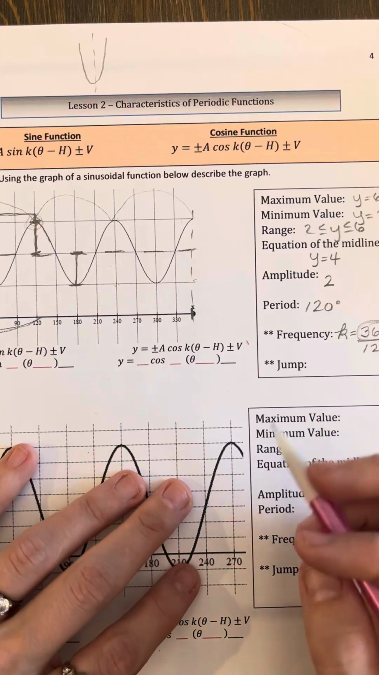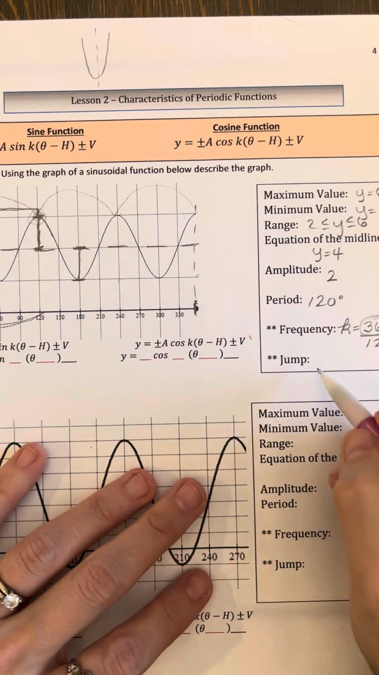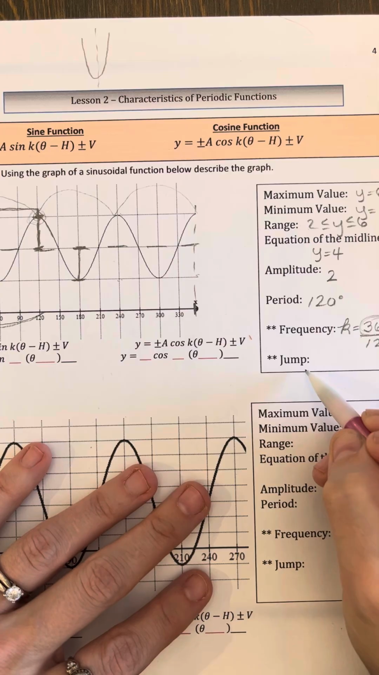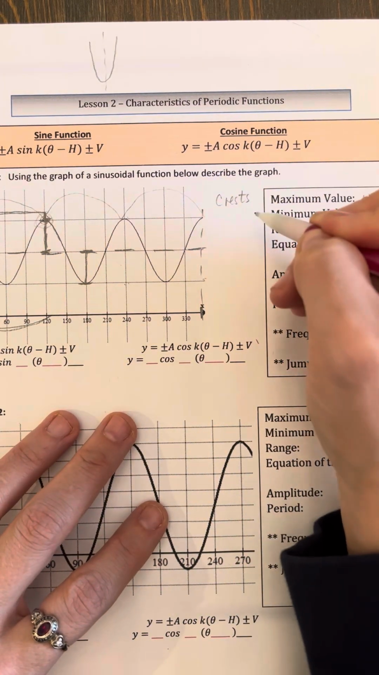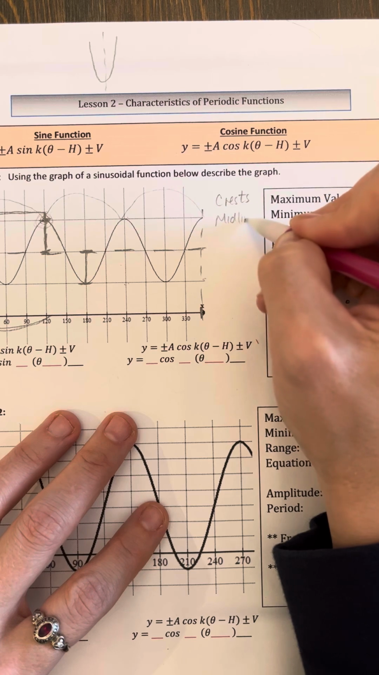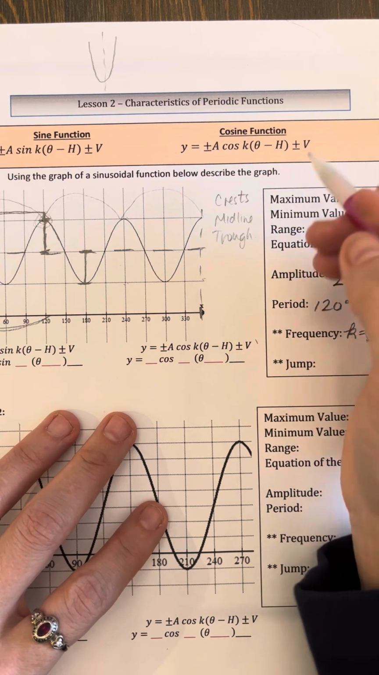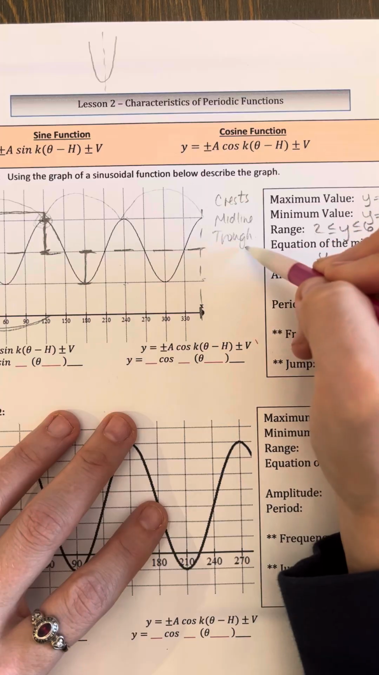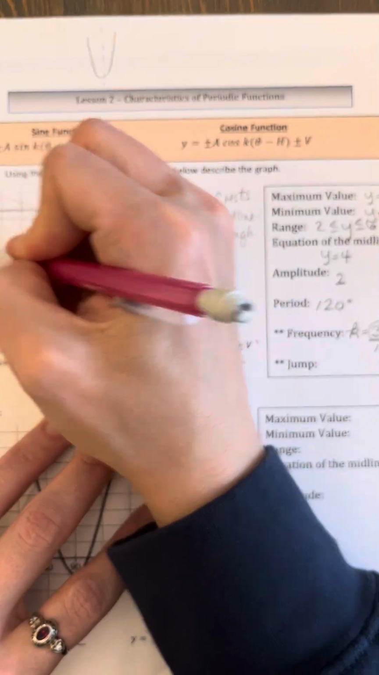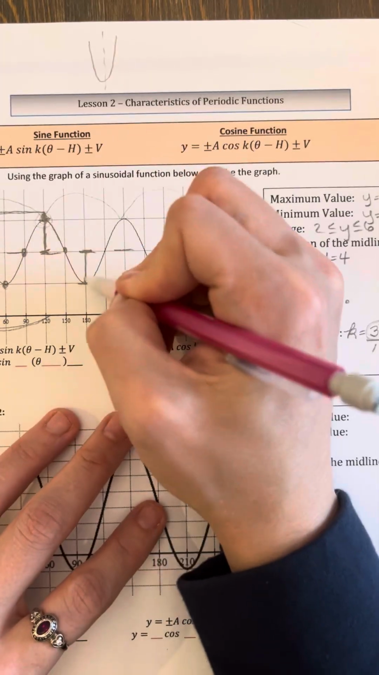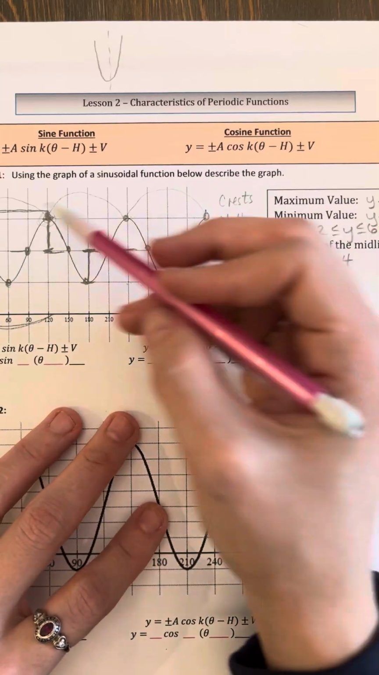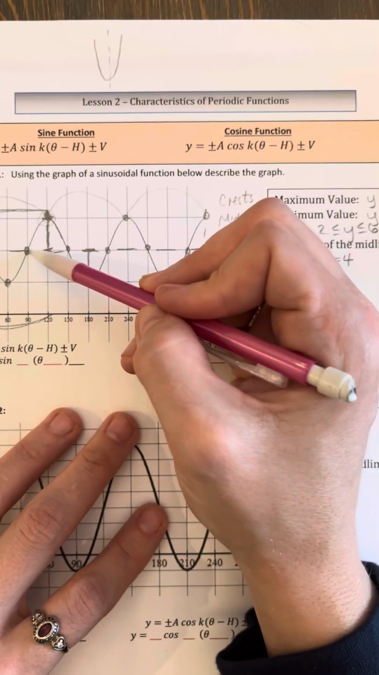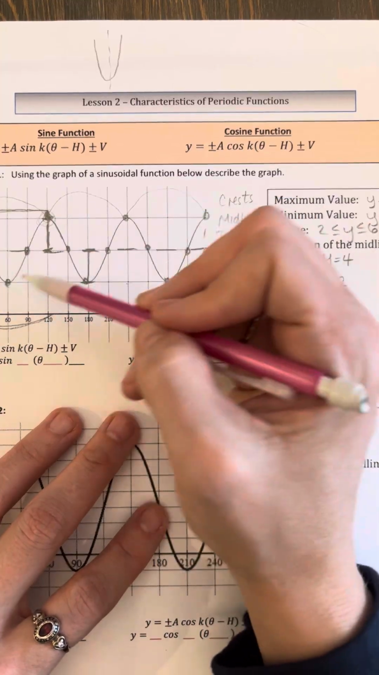The last term, jump, we didn't go over yesterday, but all jump is, it's how many units on the x-axis does it take to get to a major point on our graph. So the major points would be like crests, midline, and trough. Okay? Or instead of crests, you could say maxes, and troughs, you could say mins. So like those major points happen here. Okay, so those points all represent either midline values or max values or min values.